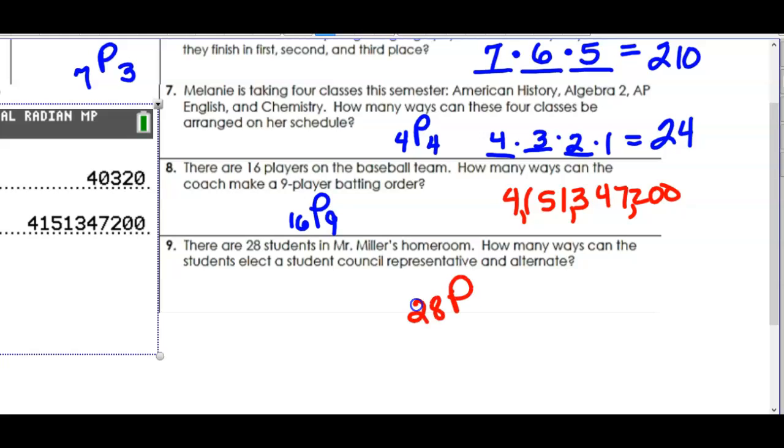Now, you can do this. Out of 28, I'm choosing 2. My brain says it's easier to just, I have 28 to pick for the first choice, 27 to pick for the second choice. So 28 times 27 is just 756 ways we could do that.